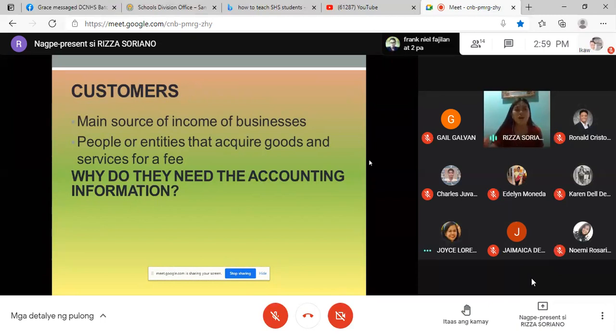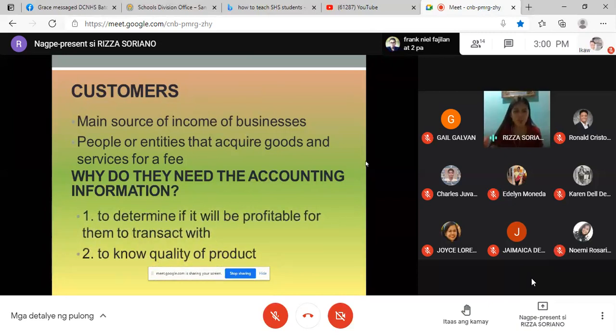So, customers need accounting information. Why do you think that the customers need accounting information? What is the concern of a customer with the accounting information in the financial statement of the business? What would they gain from looking at the financial statement of the company? Anyone?